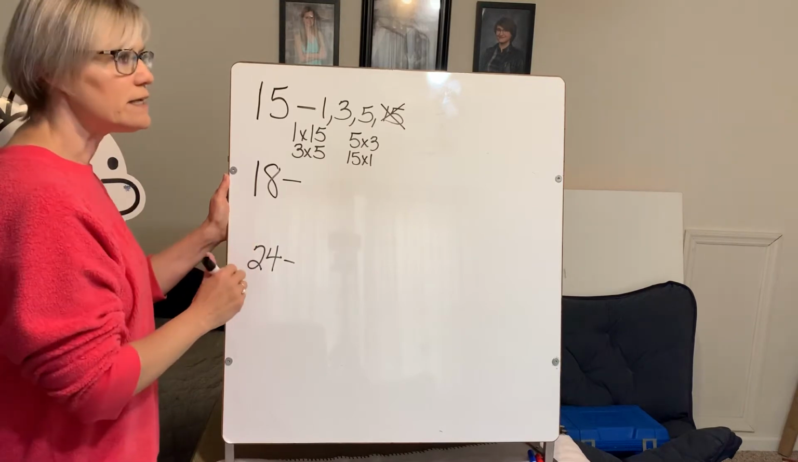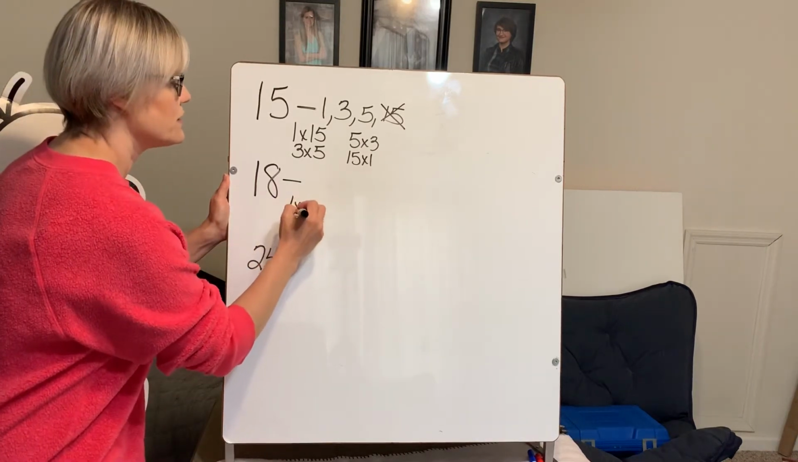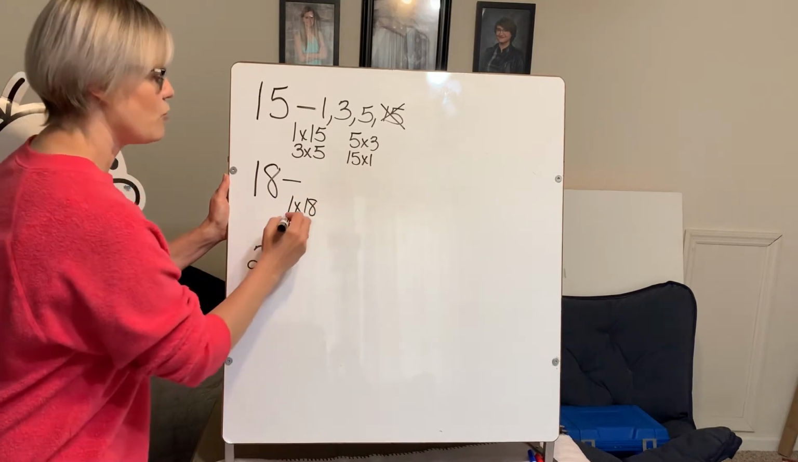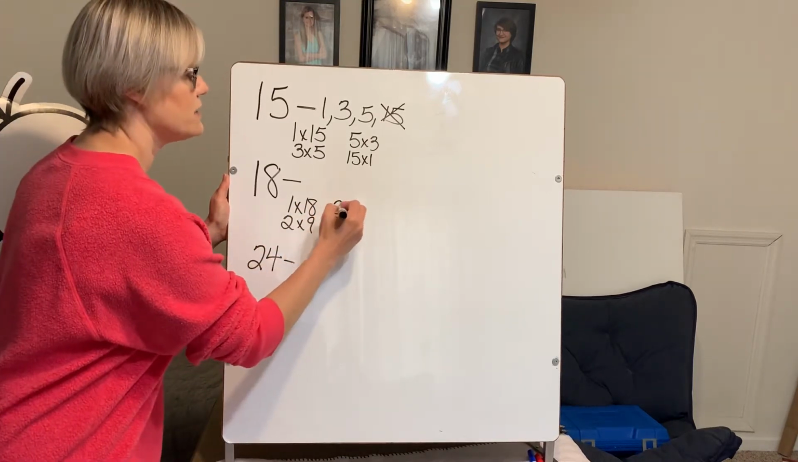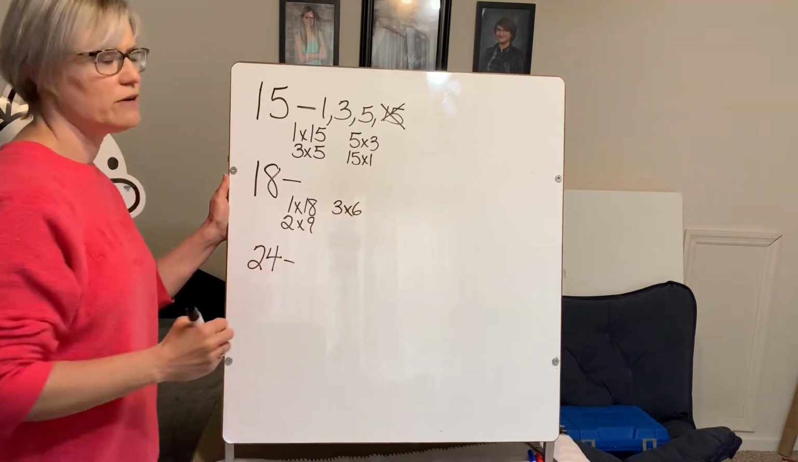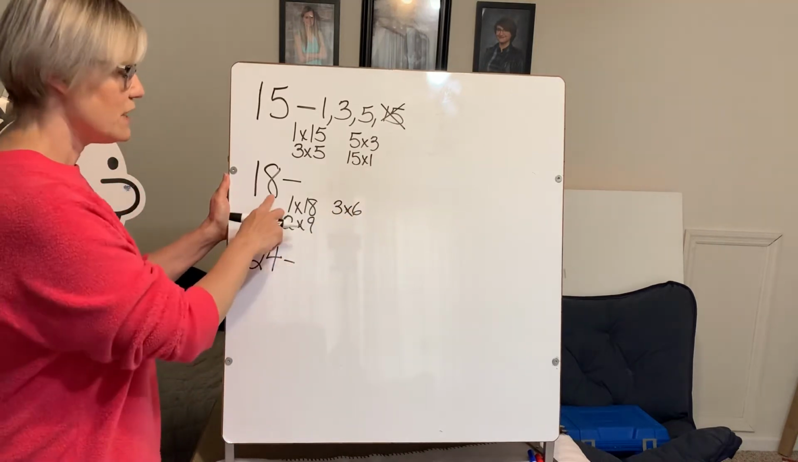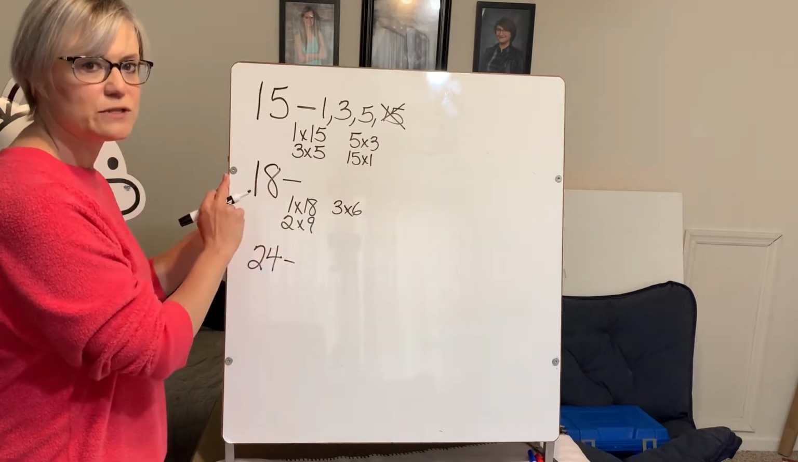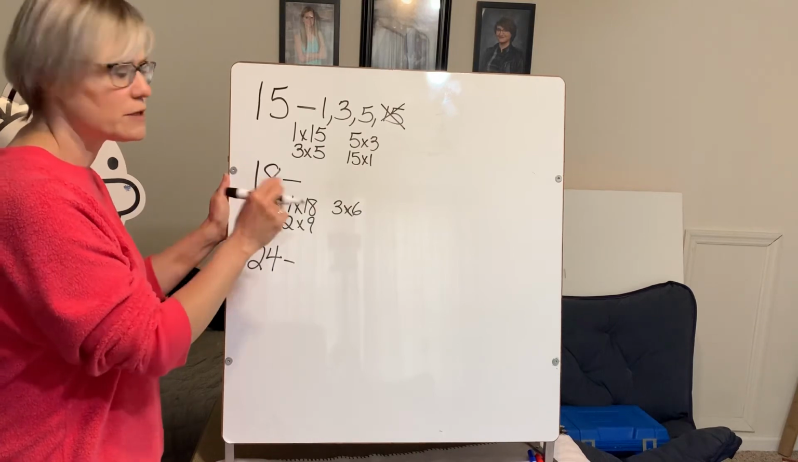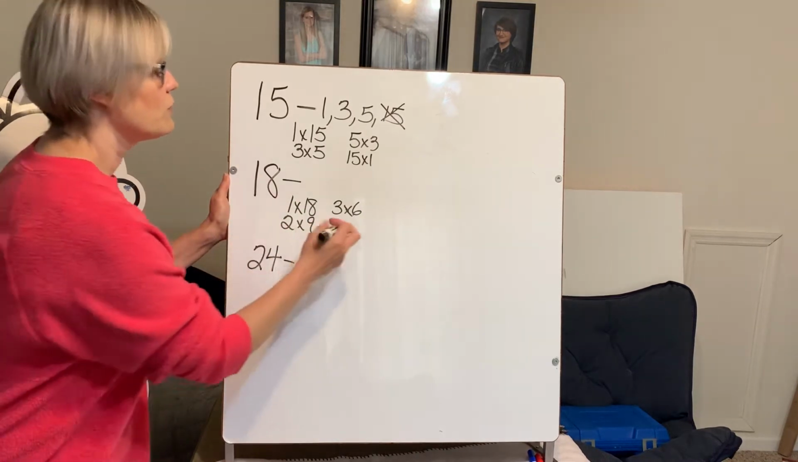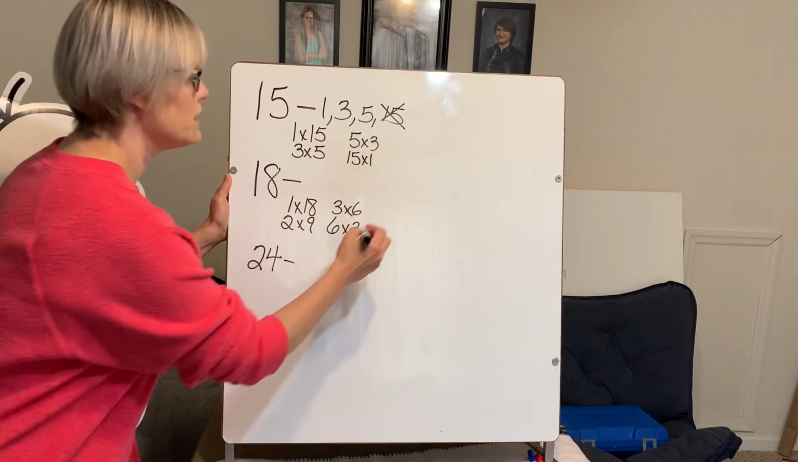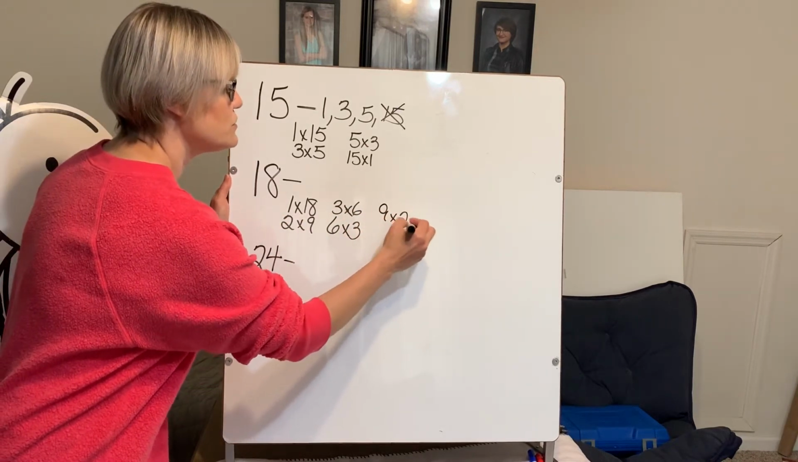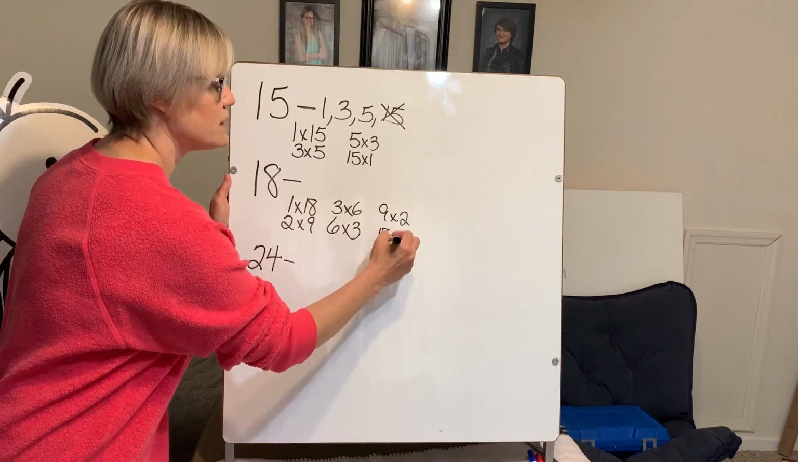Well, for 18, we have obviously 1 times 18. We have 2 times 9. We have 3 times 6. We don't have 4 times anything, or 5. It would have to be a 0 or a 5 here for it to be something times 5. We have 6 times 3, which we already have here. We're using the commutative property. 9 times 2, and 18 times 1.